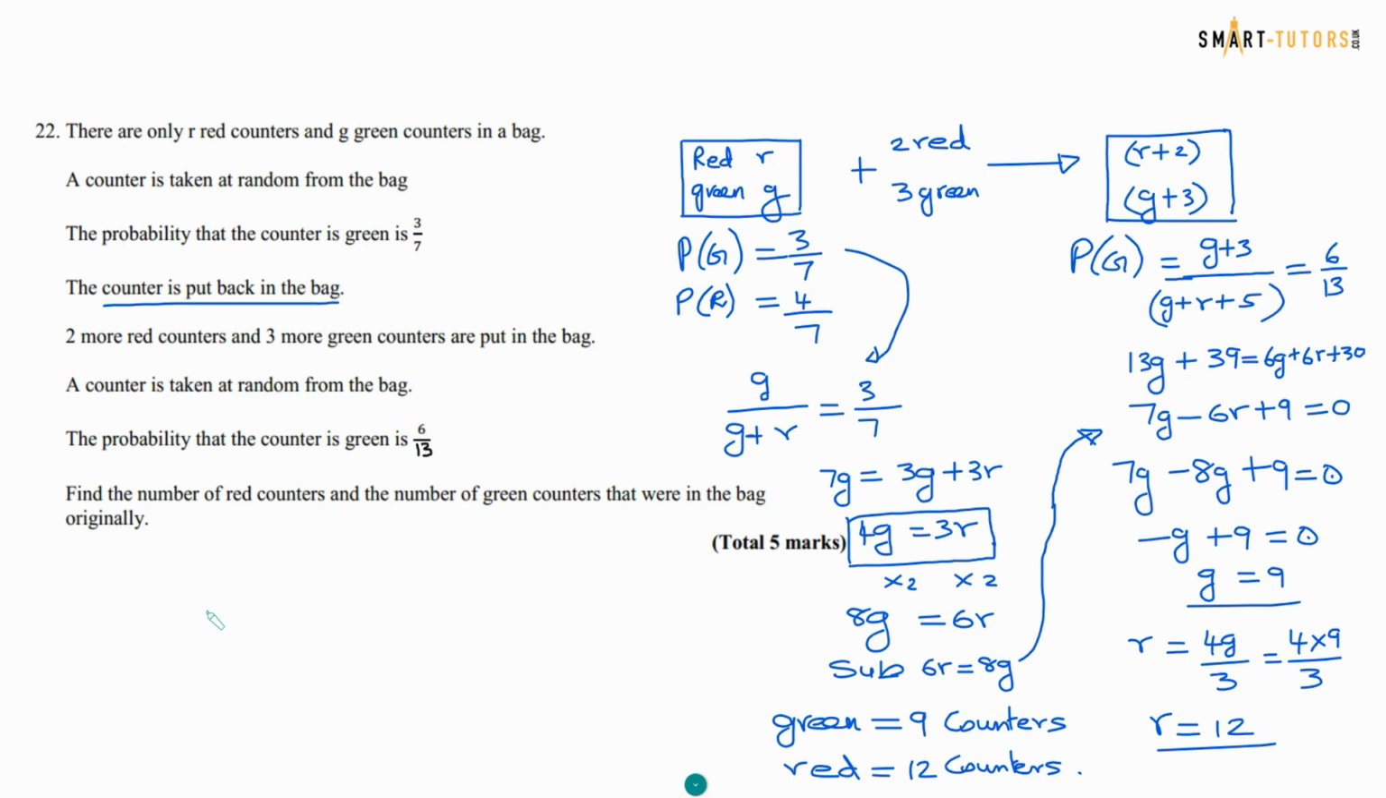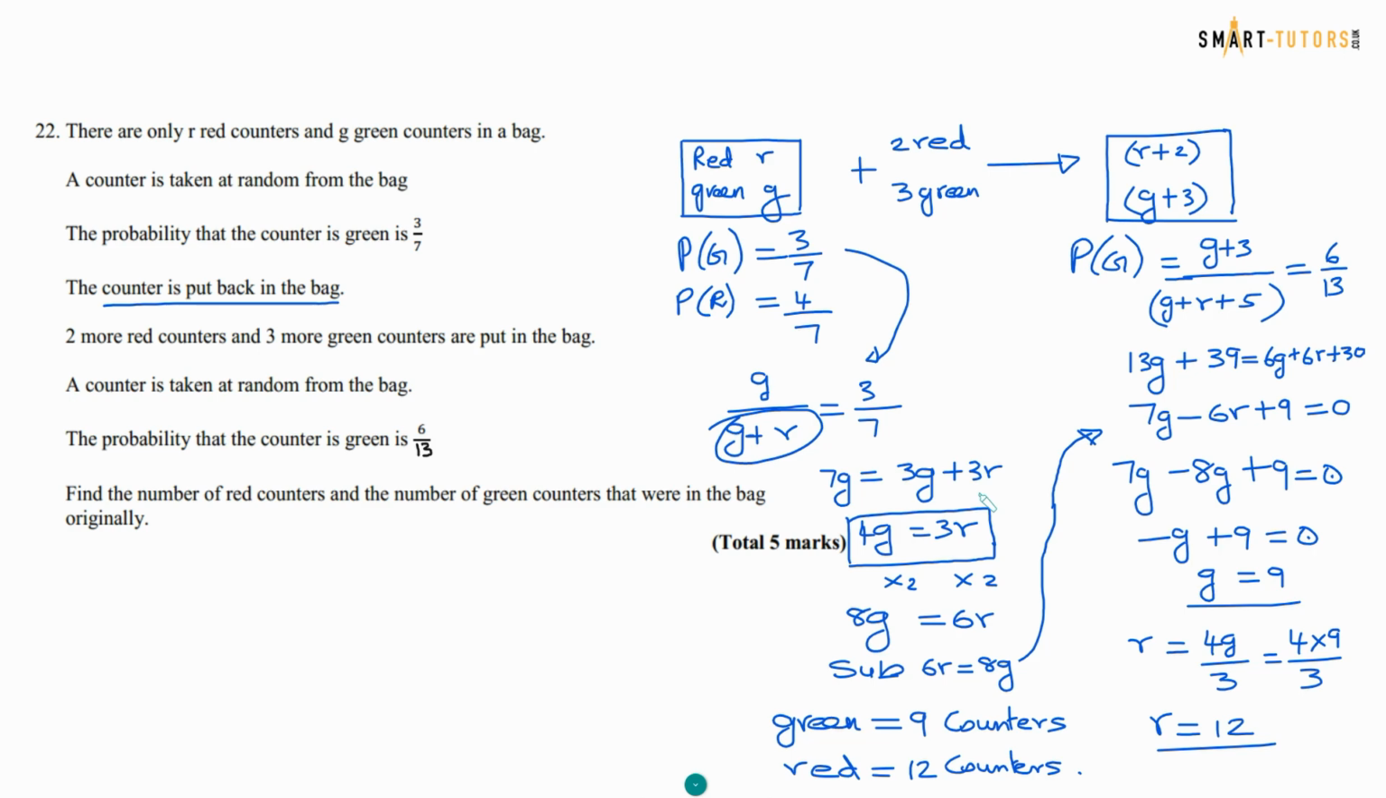Total counters is G plus R. That is coming in the bottom here, G plus R. Probability of green means G on the top. So G over (G plus R) equals 3 upon 7. If you cross multiply, 7 times G is 7G, 3 times G is 3G plus 3R. If you bring everything to one side, 7G take away 3G is 4G equals 3R.